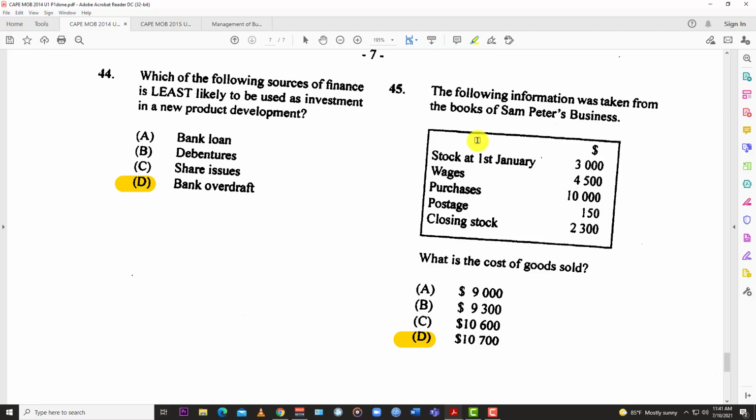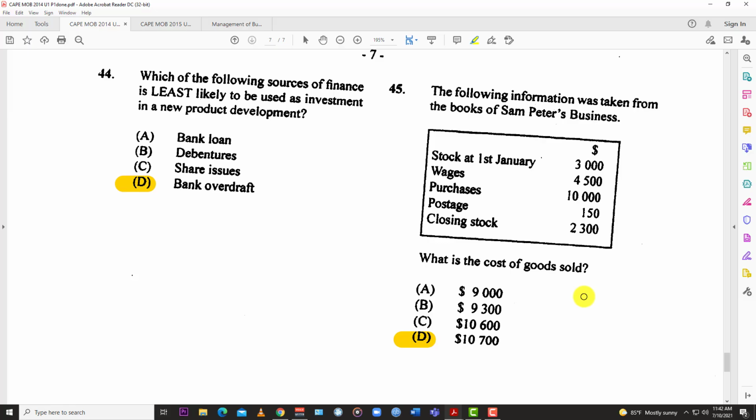All right, the last one, 45. The following information was taken from the books of Sam Peters' business. So you have it right there. Stock at 1st January 3,000, wages 4,500, purchases 10,000, postage 150, and closing stock 2,300. What is the cost of goods sold? And we know that we did the cost of goods sold earlier, right? Yeah, we did that earlier, and so you just go through that again. The answer is 10,700.